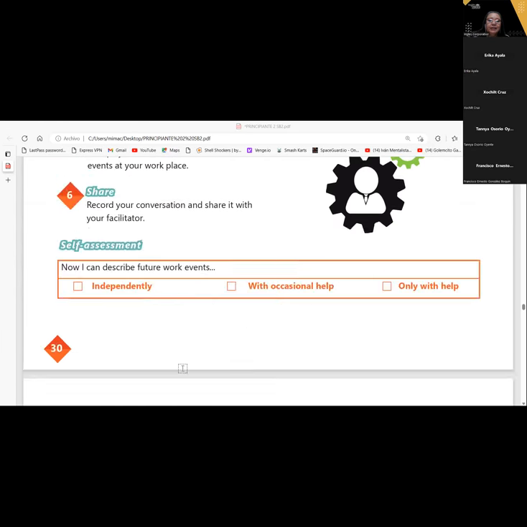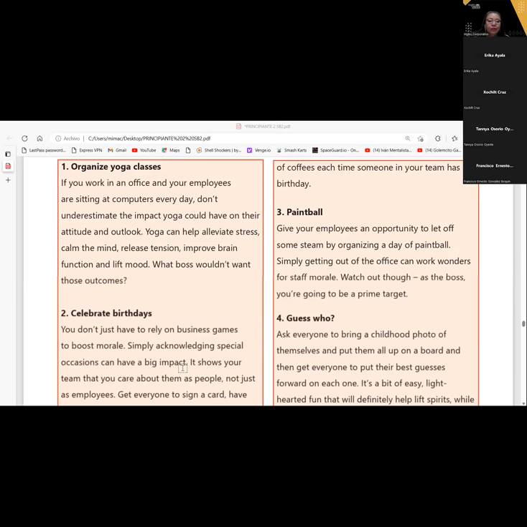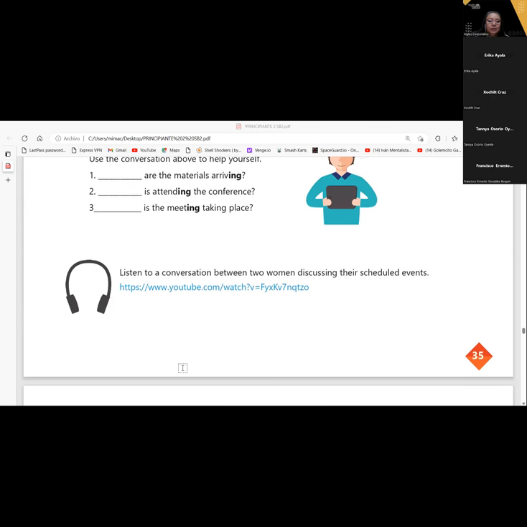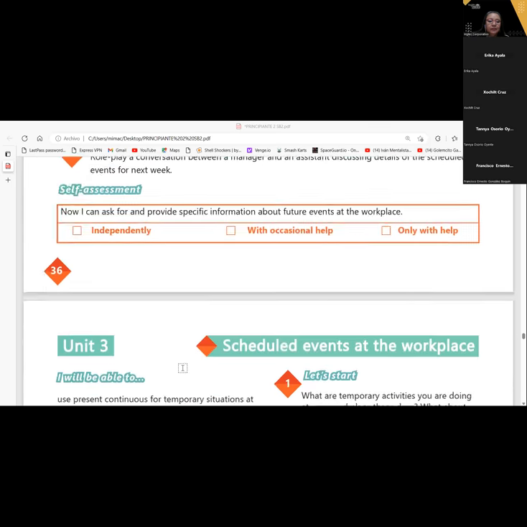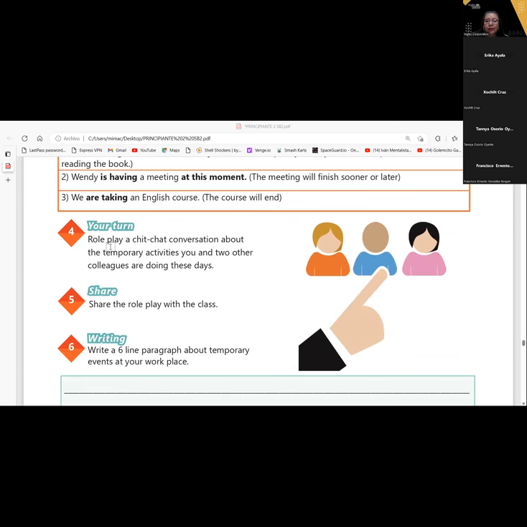Ok, acá está la instrucción, ¿verdad? Acá tenemos la instrucción, el número 4. Your turn. Role play a chit-chat conversation about the temporary activities you and two other colleagues are doing these days. Nada más que la conversación de ayer era con dos personas y la de ahora es tres personas, ¿sí?